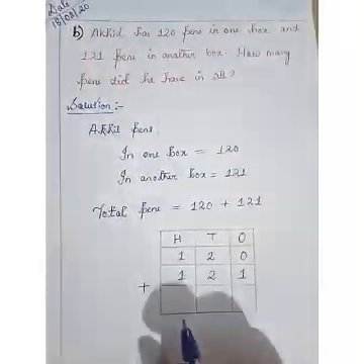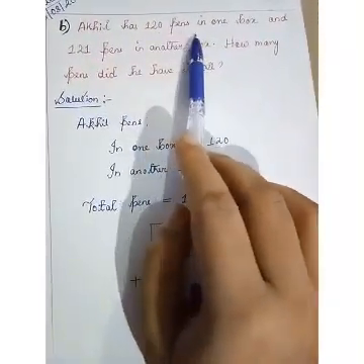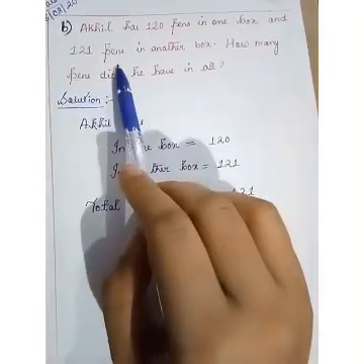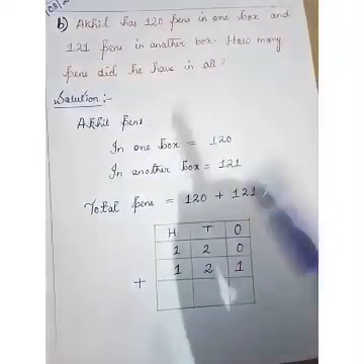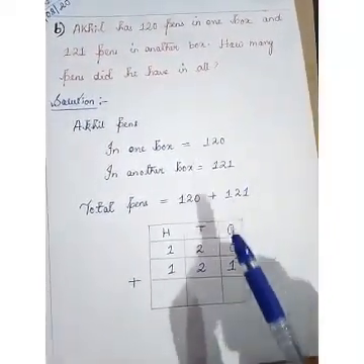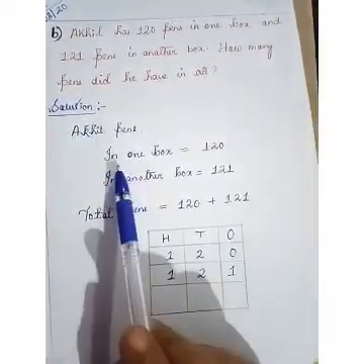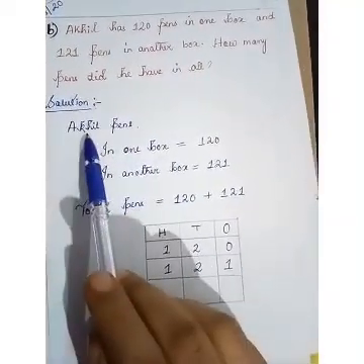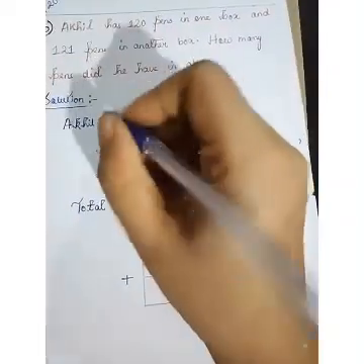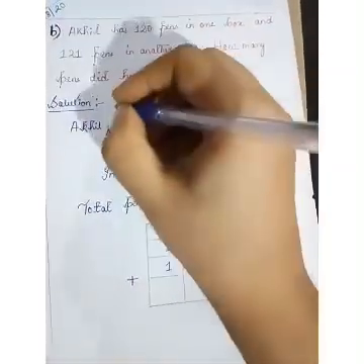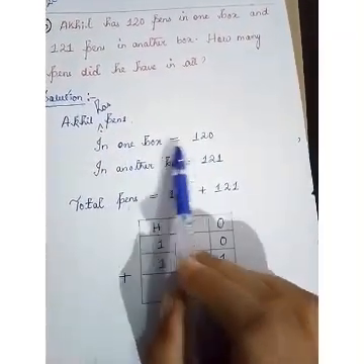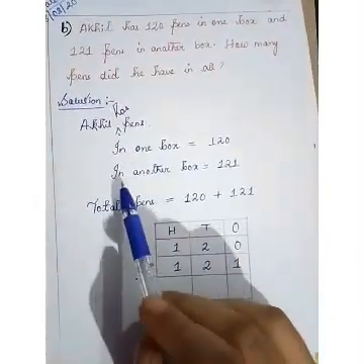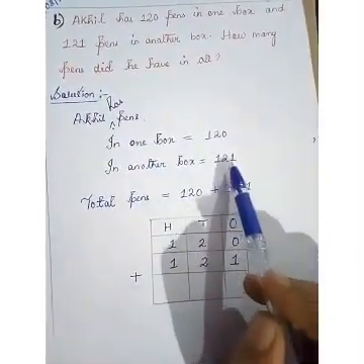The next question is, Akhil has 120 pens in one box and 121 pens in another box. How many pens did he have in all? So we have to find the total number of pens that Akhil has in one box and another box. So I have written Akhil has pens. Okay, Akhil has pens in one box equal to 120. Alright, what is given here? 120. And in another box he has got 121.